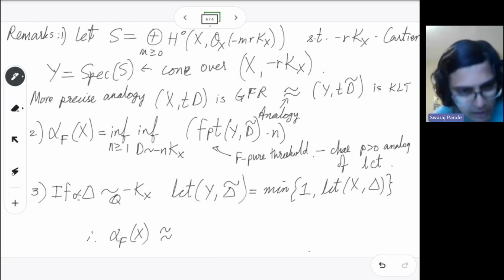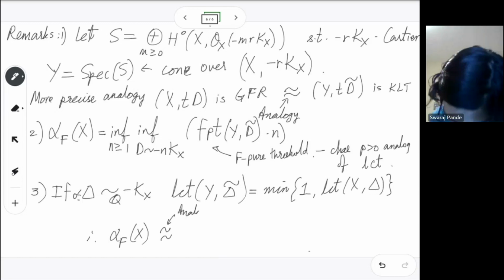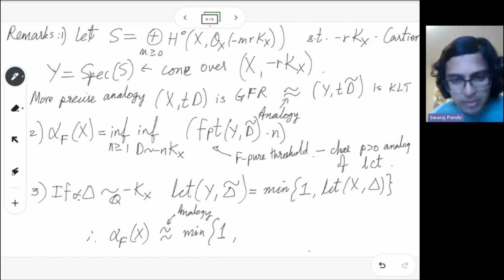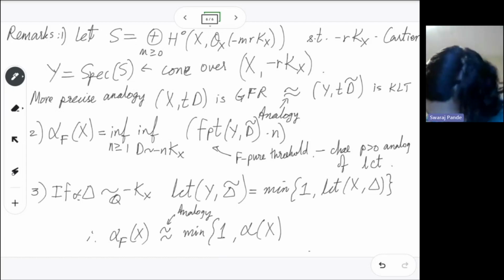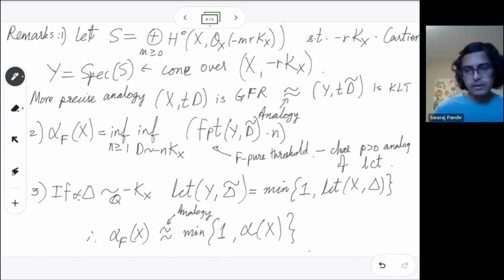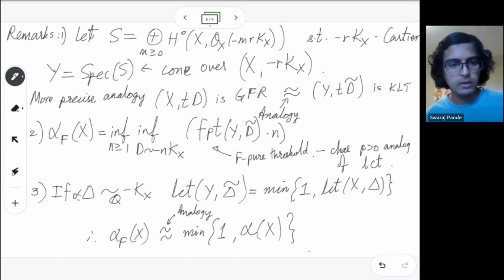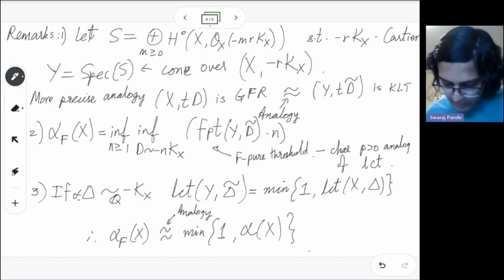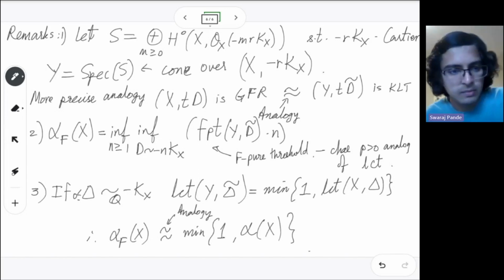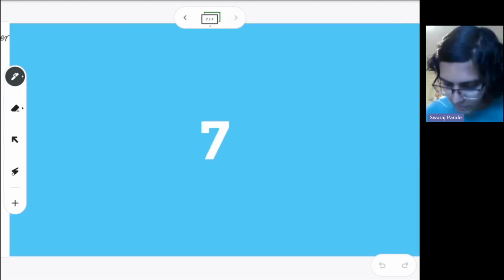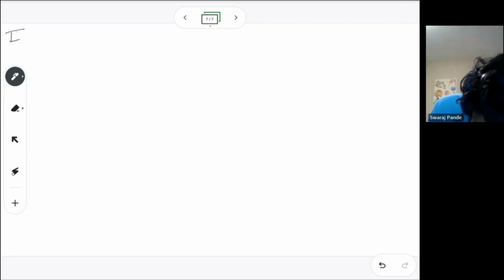So the Frobenius alpha invariant, again in terms of analogy, should be thought of as an analog of the minimum of 1 and alpha of X. Okay. So yeah, that got a bit technical, but I wanted to say something subtle that's going on here. So no more questions, and we can move on to the main theorem of today's talk.